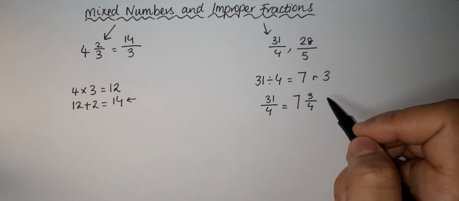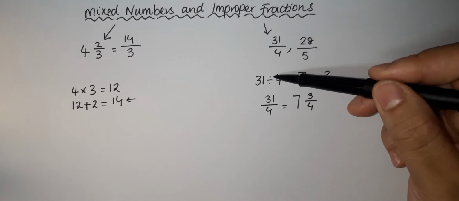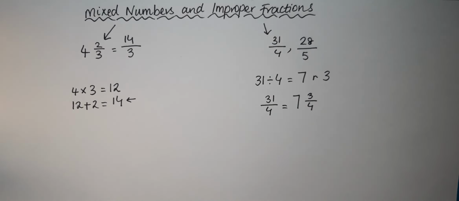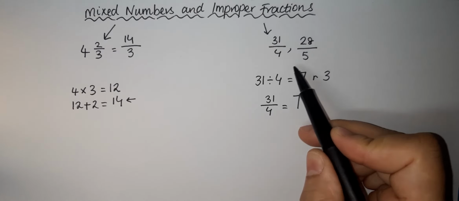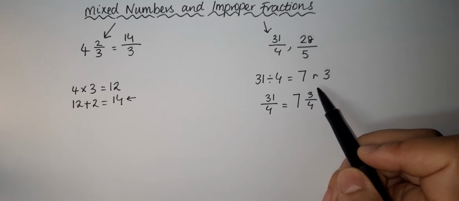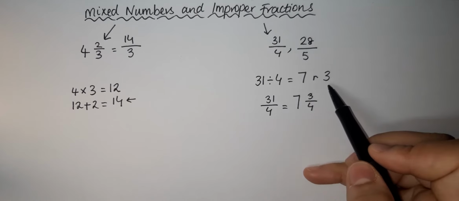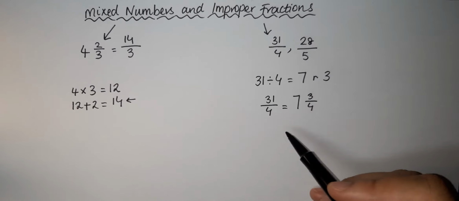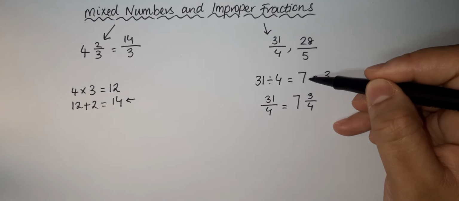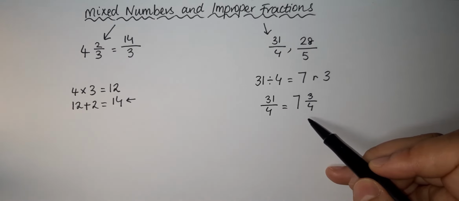So again, let's go through this. 31 over 4 can be rewritten as 31 divided by 4, because that's what this line means. If we did that, we would get 7, a whole number, with remainder 3. That is because 7 times 4 is 28, and then to get to 31, we would have to add 3. So that's the remainder. We can rewrite this as 7, which is the whole integer, and then we've got 3 as a remainder, so 3/4 left over.